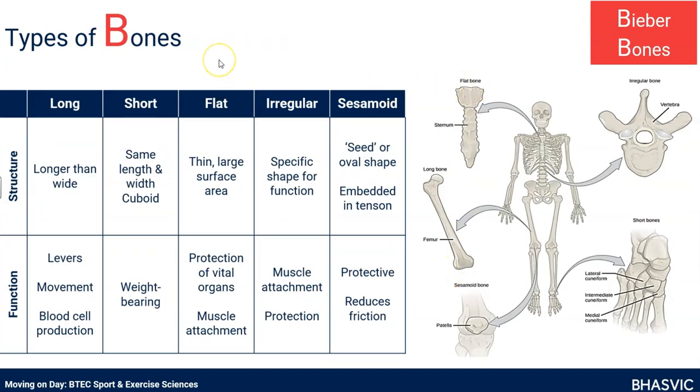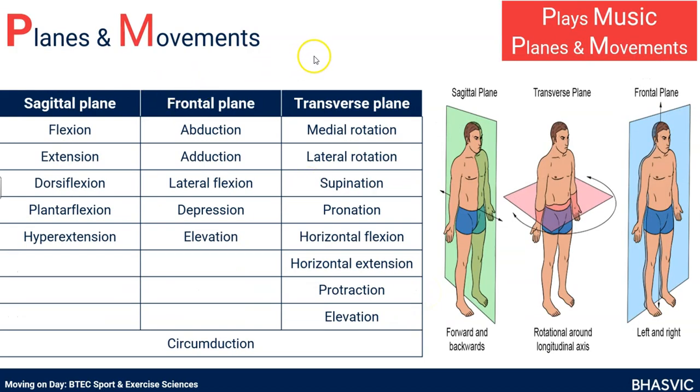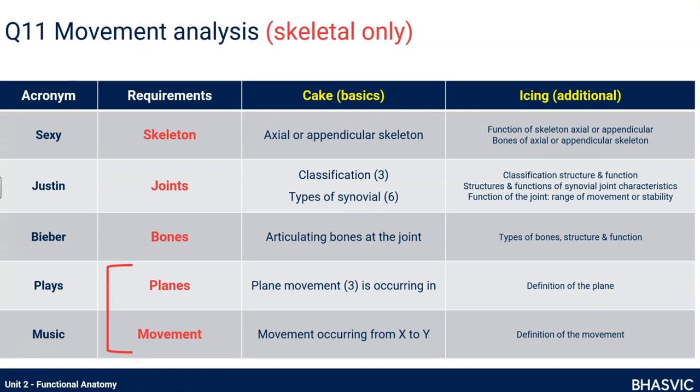Bieber is for bones. So obviously you've got to name the actual bones that make up that joint, but can you give any extra information about what type of bone they are? What's the structure of that type of bone, or what function that type of bone typically has? P and M is for planes and movement. So here are the diagrams of the 3 planes of movement, and of course here this table shows the movements that can happen at each of those 3 planes. So just to remind you, there's the overview table, what you must have, the cake, what you could have to show off extra icing information.